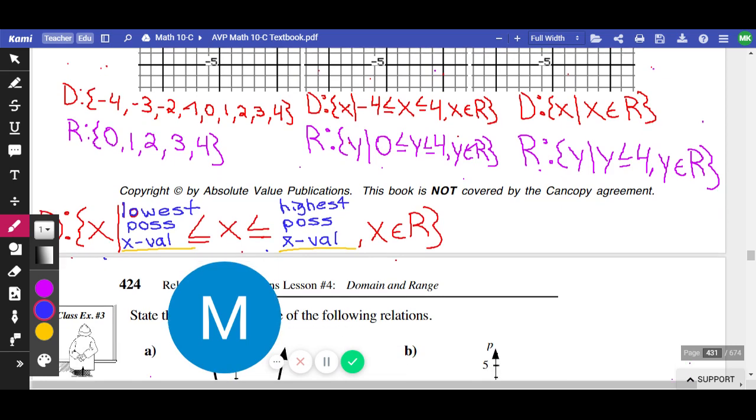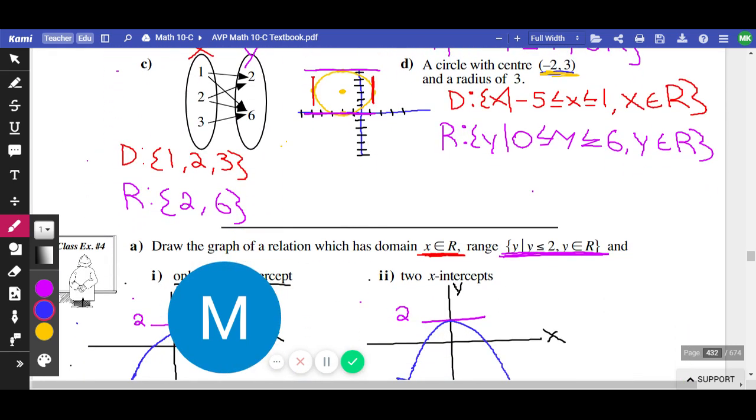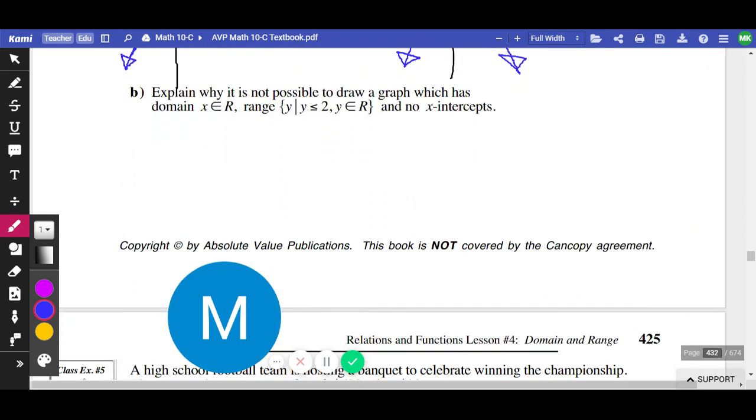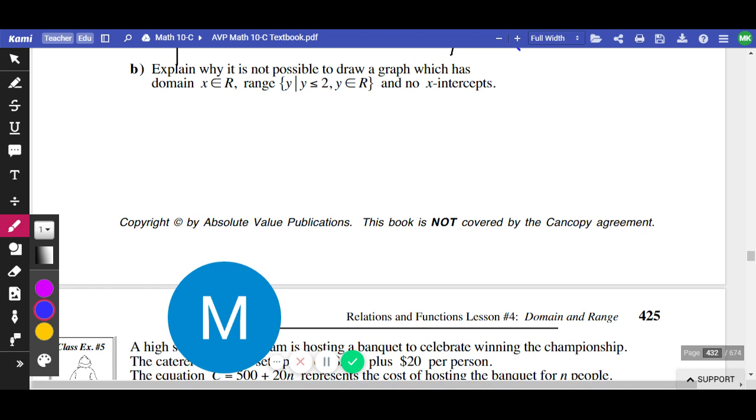Awesome. Part B. It's going to require a little bit of thinking and a little bit of knowledge from yesterday. It says, explain why it is not possible to draw a graph which has these rules and no x-intercepts. That's the key. Why is it not possible to have no x-intercepts? And I'm going to start with, what do we know about x-intercepts?